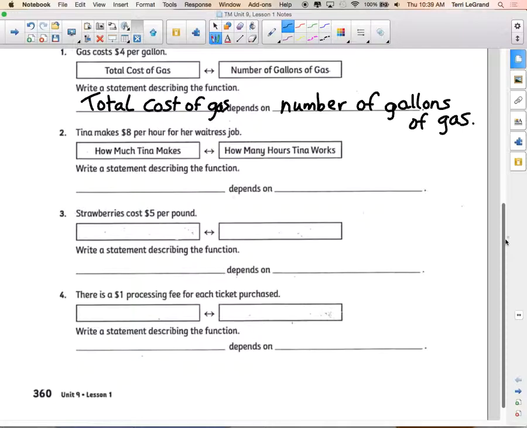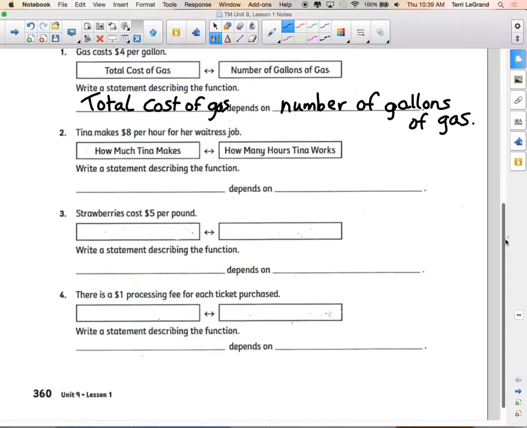Now, what can be in control? Because the control gets to say, you're going to have to depend on me. So what do you think is in control here? And what's the dependent one? The amount of money she makes is what? Dependent or in control? The dependent, isn't it? And what's in control? How many hours she works is in control.